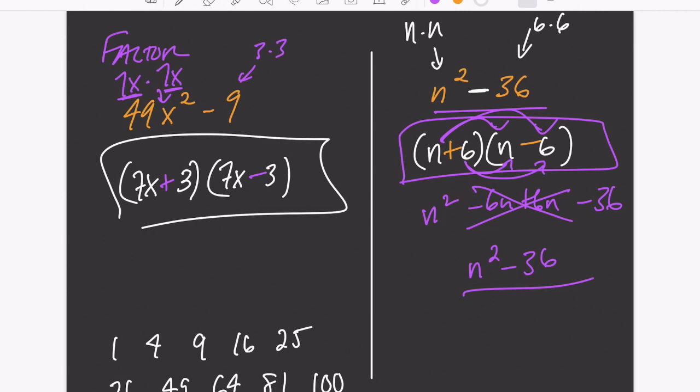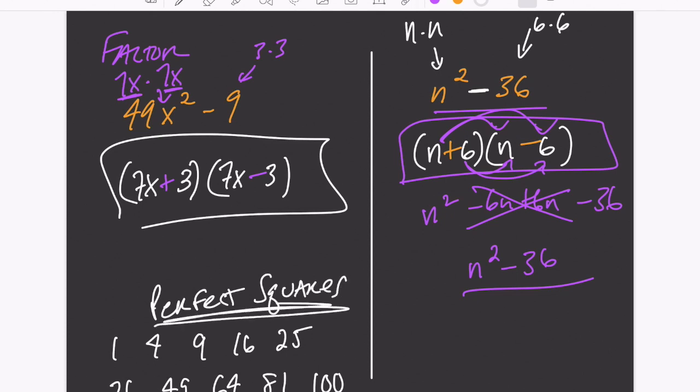Usually those are the ones that you're going to work with most often, but that is what we're looking for. We're looking for those perfect squares. So you're looking for those numbers. If you see those numbers, a warning bell should go off right away that you're talking about a difference of perfect squares.